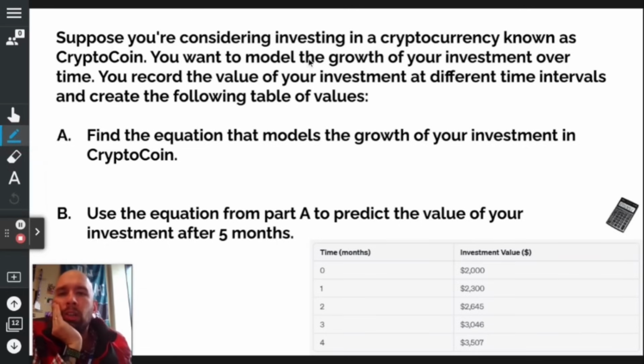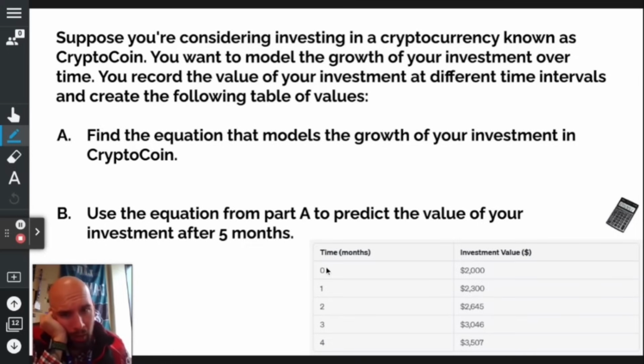Suppose you're considering investing in a cryptocurrency known as crypto coin. It's like a teacher made this up. You want to model the growth of your investment over time. You record the value of your investment at different time intervals and create the following table of values. Find the equation that models the growth of your investment in crypto coins.